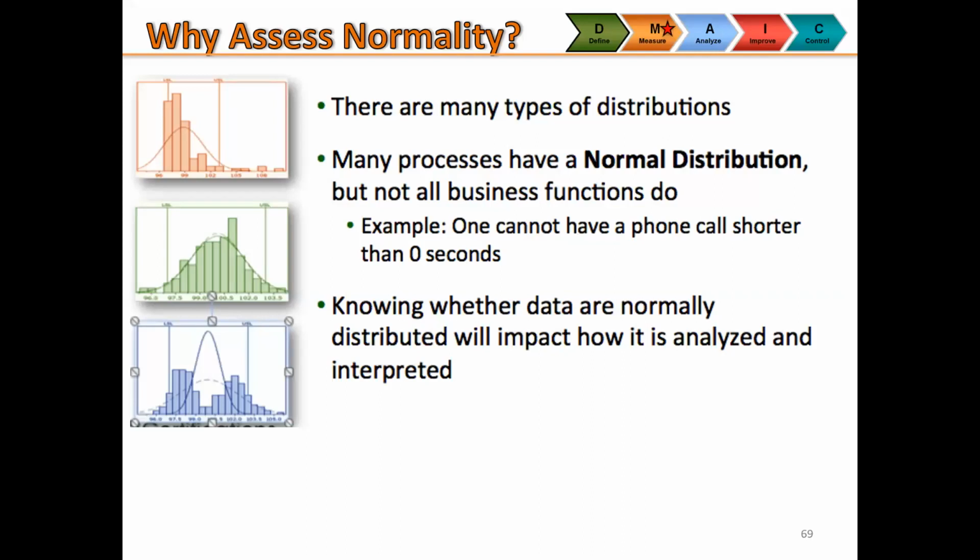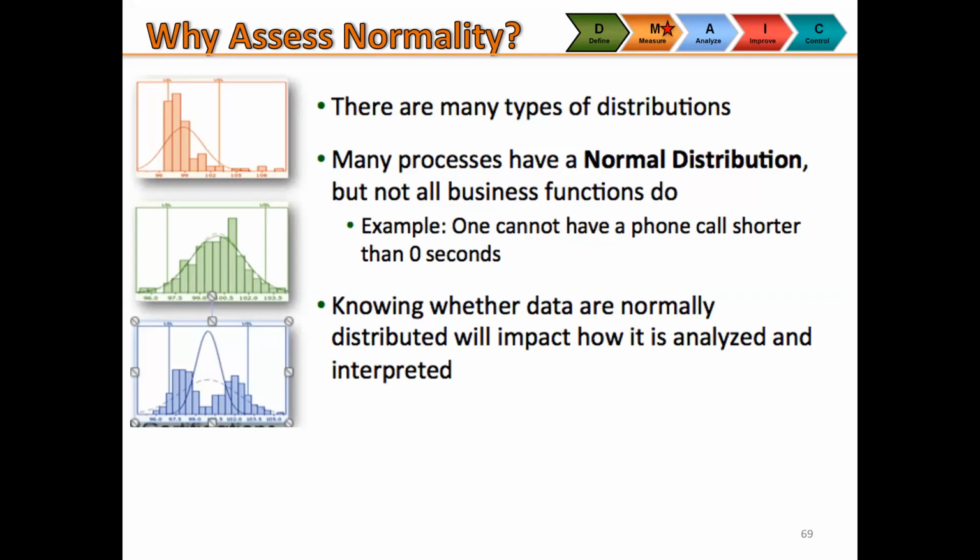And why assess normality? Because we're going to see a whole bunch of different types of distributions, and not all processes have a normal distribution. And you'll see as we go, especially when we talk about discrete data, which is stuff we count, versus measure. For example, one cannot have a phone call shorter than 0 seconds, like for measuring the time of a service call, something like that.